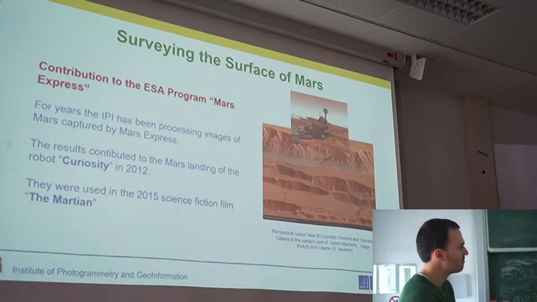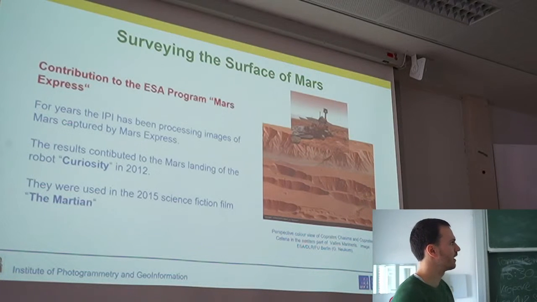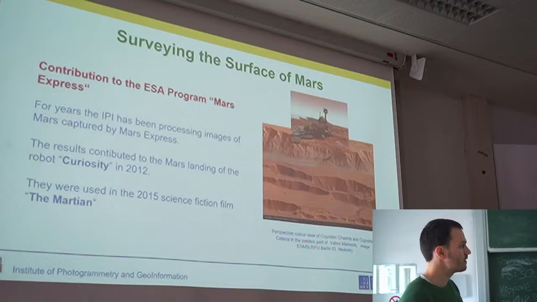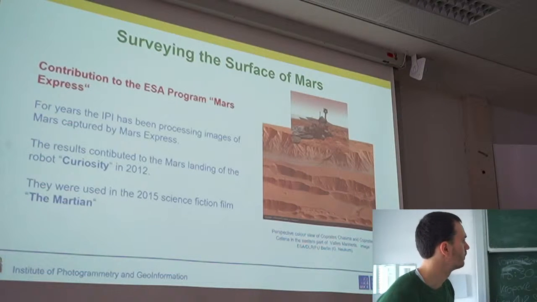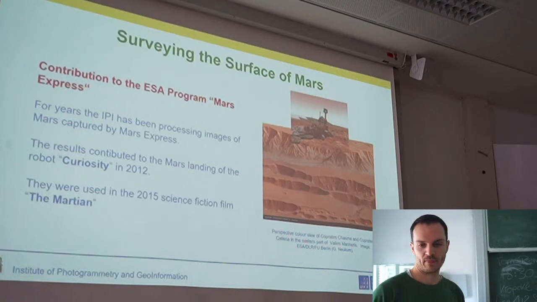And this is a very difficult topic because, as you can imagine, there's not that much texture there, so they were trying to use the information from the craters and so on. This information was then used, for example, in the planning of the landing of the robot Curiosity in 2012, but it was also used for reconstructing the surface in the film The Martian, which you may have seen. So different use cases here for this product.